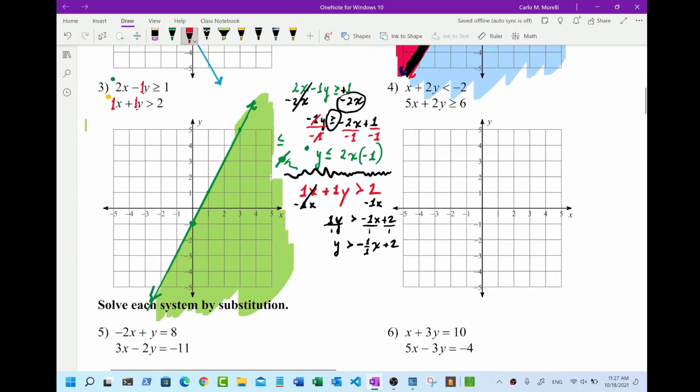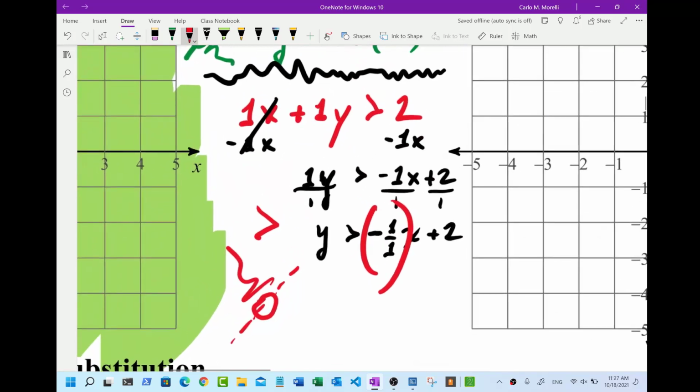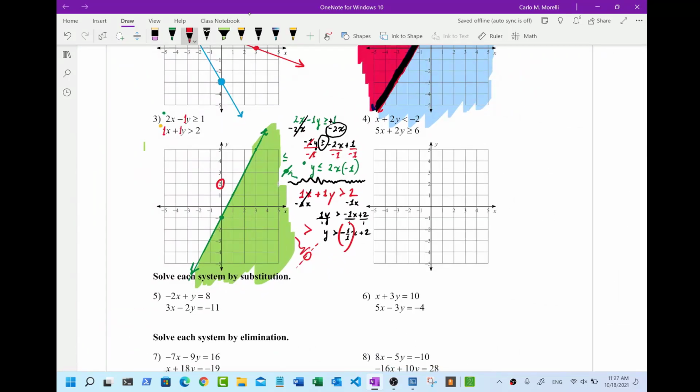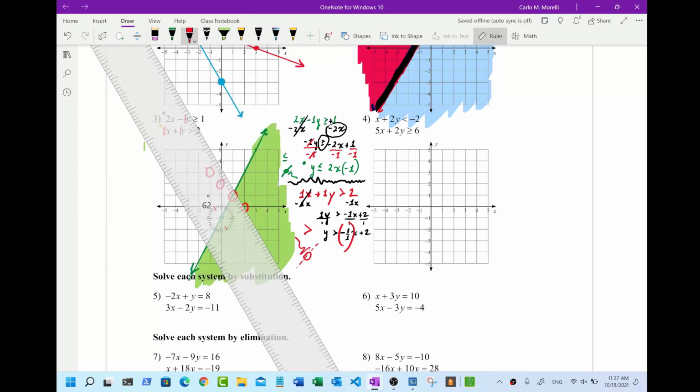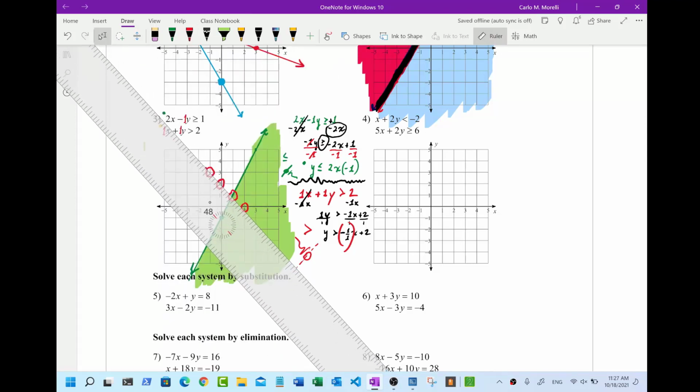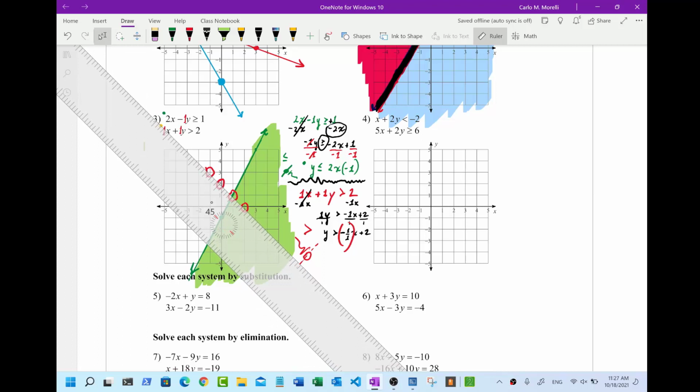Now, let's talk about the inequality symbol. This is a greater than symbol. That's a dashed line, open circles, shading is above. So I go to 2 on the y-axis, put an open circle. Now, what's my slope? Down 1 over 1. So it's a 45-degree angle. So you can just do this. That's what's happening. Let's get it at 45 degrees.